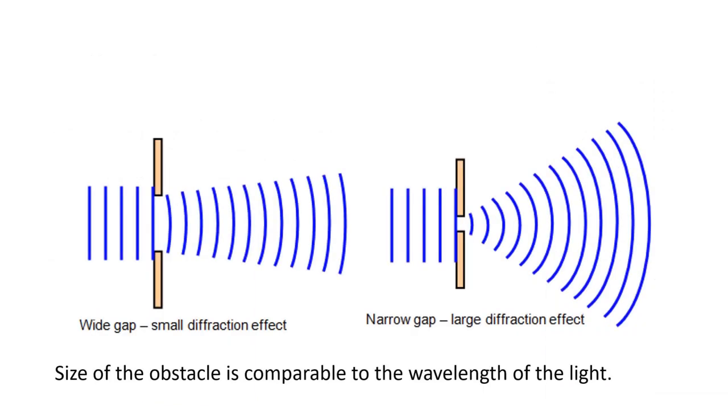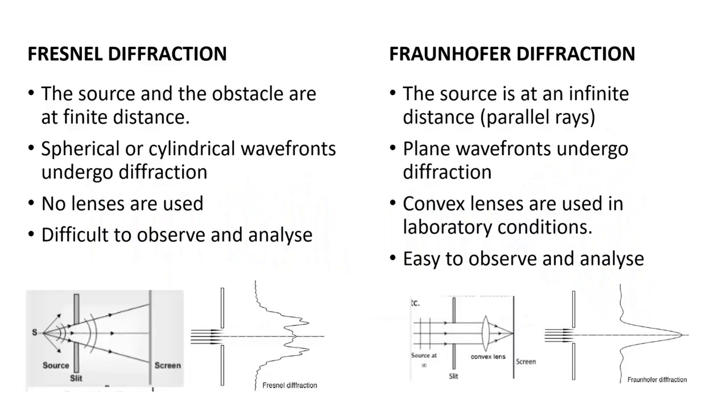This phenomenon is seen when the aperture is very small, that is when the aperture is comparable with the wavelength of the light. There are two types of diffraction, the Fresnel diffraction and Fraunhofer diffraction. In Fresnel diffraction, the source, the obstacle as well as the screen are at finite distances, so that the wavefronts we are talking about here are either spherical or cylindrical.